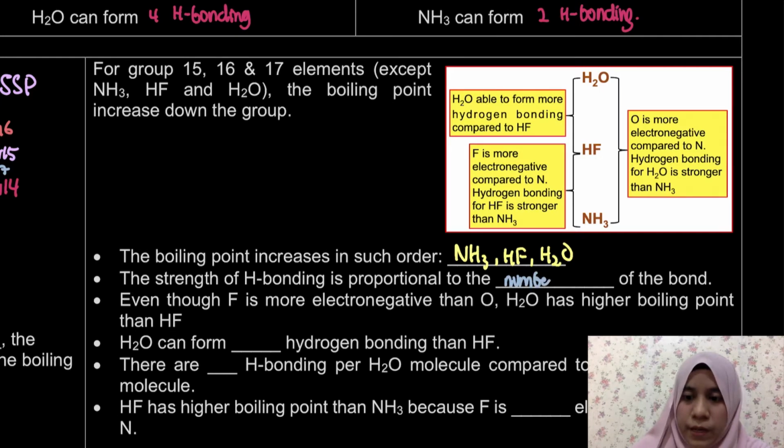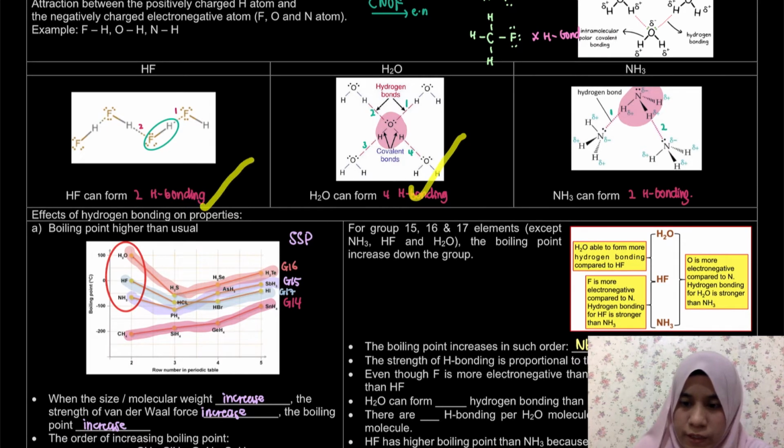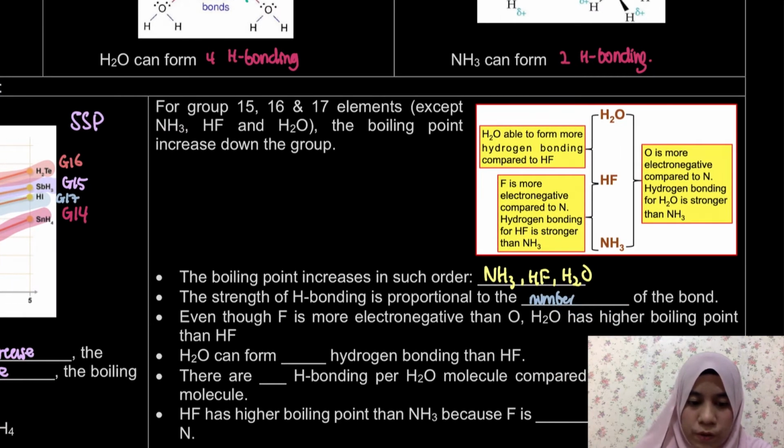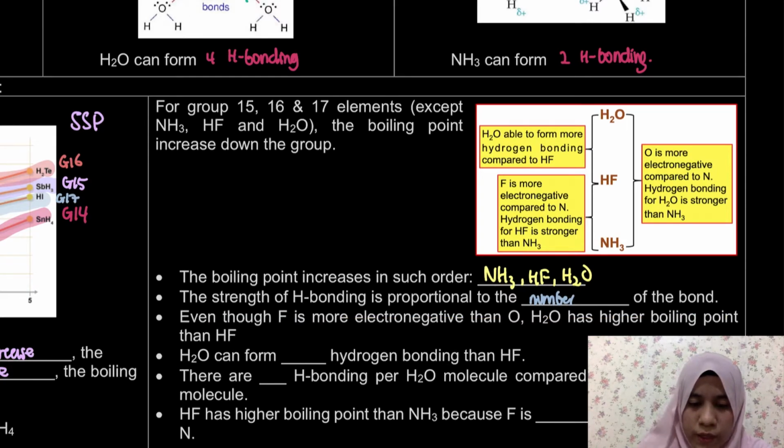Okay, sebenarnya bila kita compare between H2O, HF dengan NH3, H2O has the highest number of hydrogen bonding, ada 4. So that's why it has the highest bonding point. Okay. So even though fluorine is more electronegative, H2O has higher boiling point. So sebenarnya H2O ni can form more hydrogen bonding than HF.